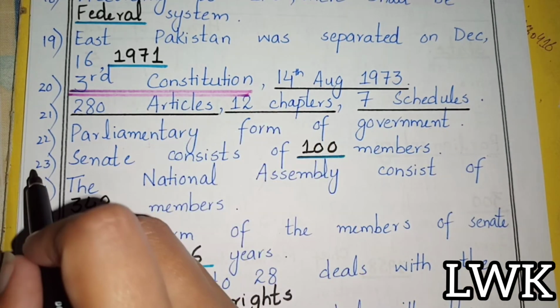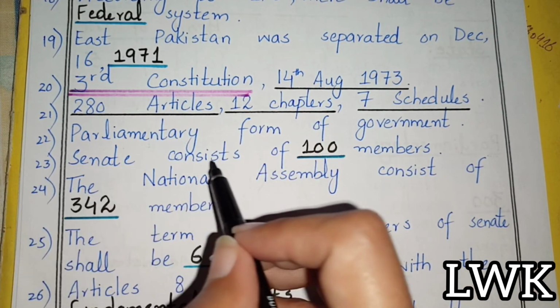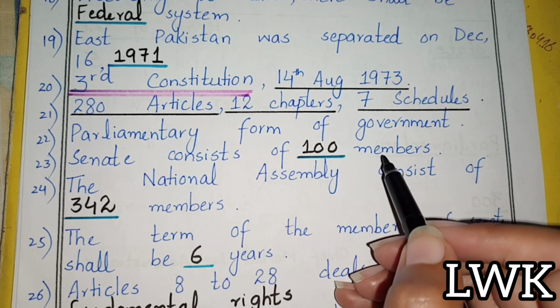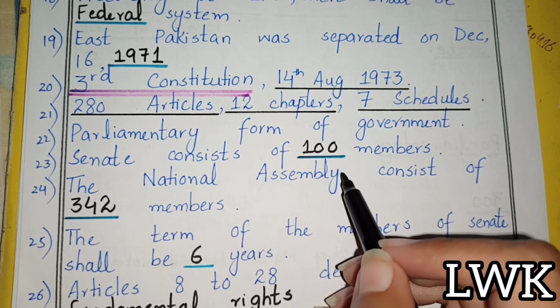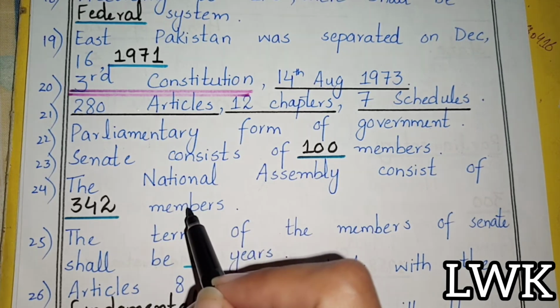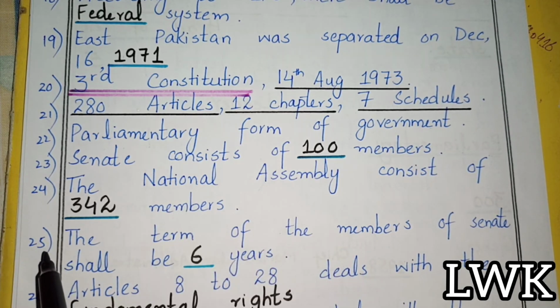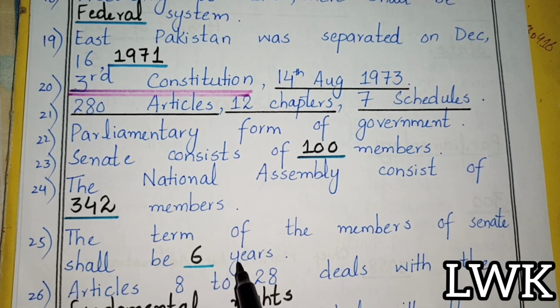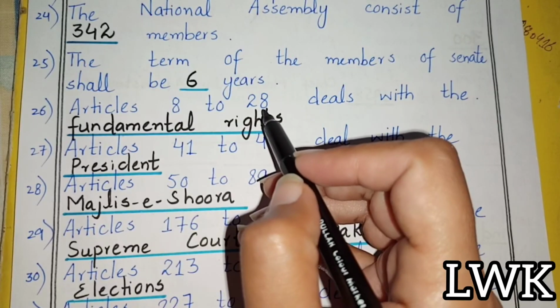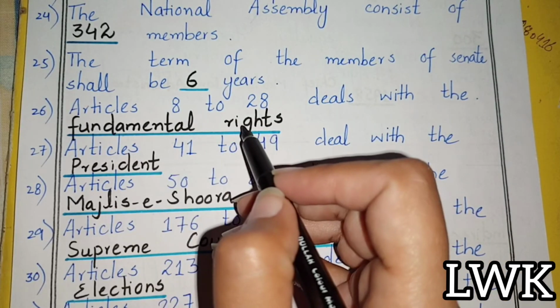Question number 23, the Senate consists of 100 members. Remember this. Question number 24, the National Assembly consists of 342 members. Question number 25, the term of the members of the Senate shall be 6 years. Question number 26, Articles 8 to 28 deal with the fundamental rights.